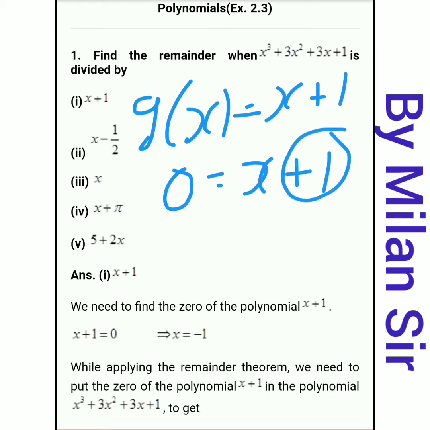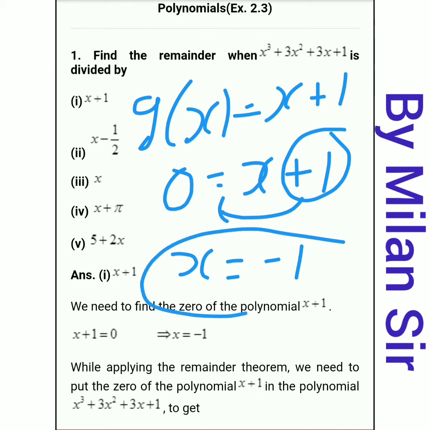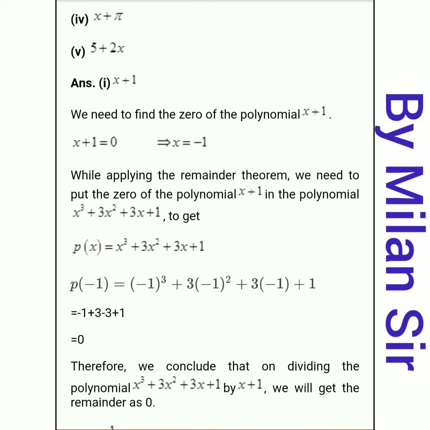Now plus 1 you need to transfer to the right hand side, so your x equals minus 1. That means if you put x equals minus 1, then your g of x becomes 0. Now you need to put this value in your p of x, that is your remainder. So you put x equals minus 1 in your p of x.